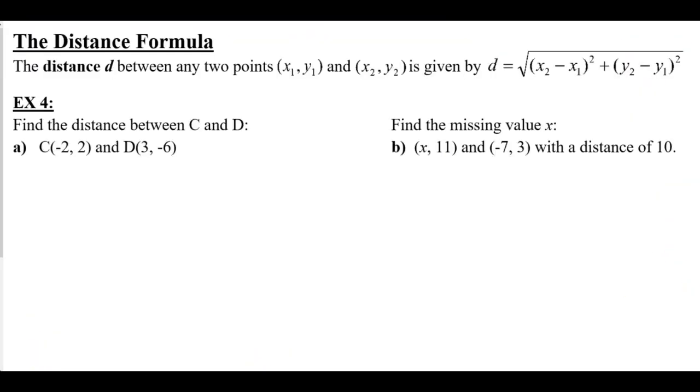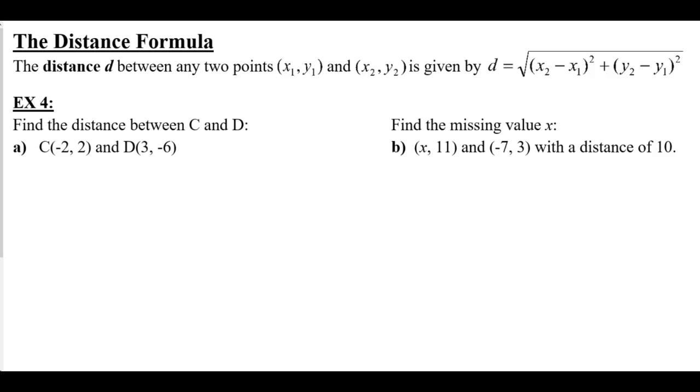All right, the last thing for today is going to be the distance formula. So we're going to do these two examples and then we'll be done. So just to review, it's right here on your notes. Distance equals the square root of x2 minus x1 squared plus y2 minus y1 squared.